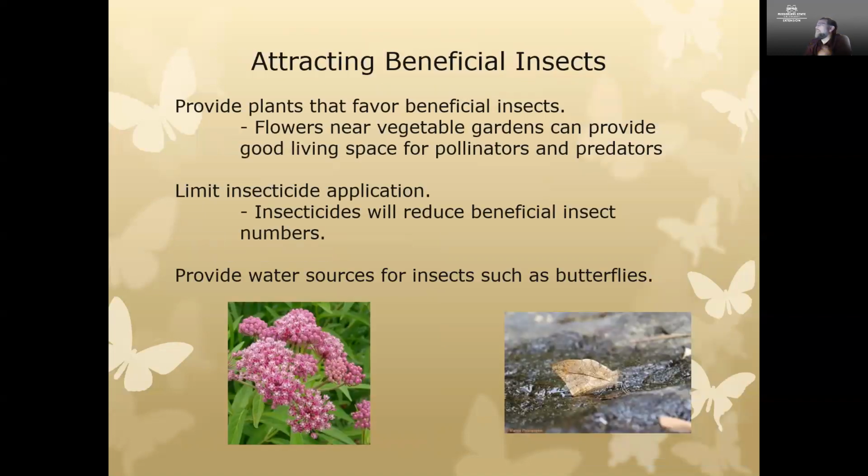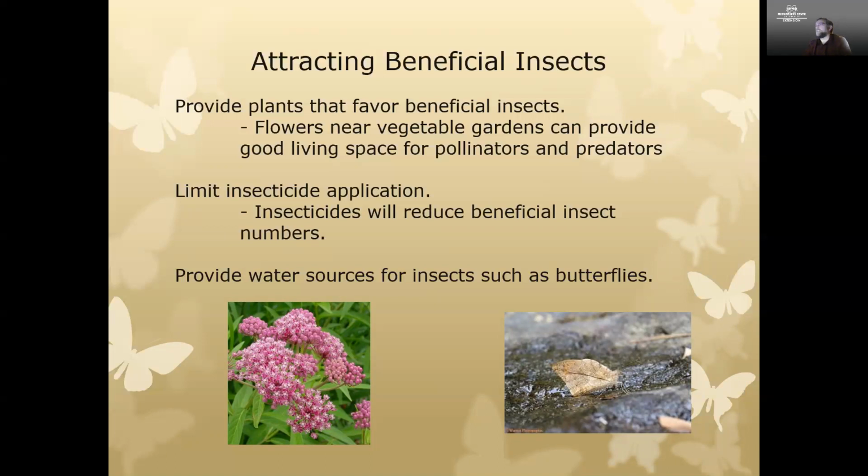Now, when we want to attract beneficial insects, the best thing we can do is to provide habitat for those insects. So provide plants that are going to favor those insects. Including flowers near our vegetable gardens is a wonderful way of doing that, not only for the good it does, drawing in those beneficial insect populations, but also just beautifying the space. It's really going to bring in a lot more pollinators and a lot more insect predators than we would have otherwise.